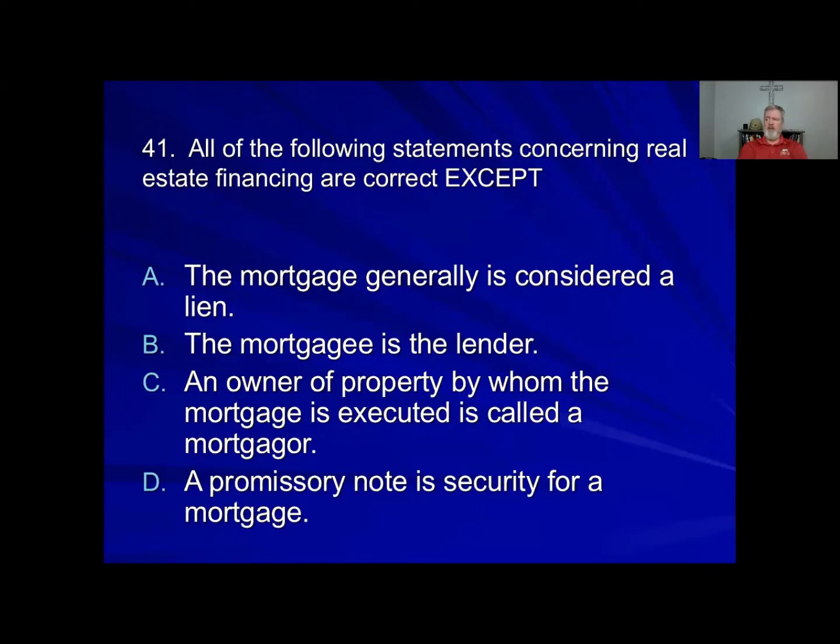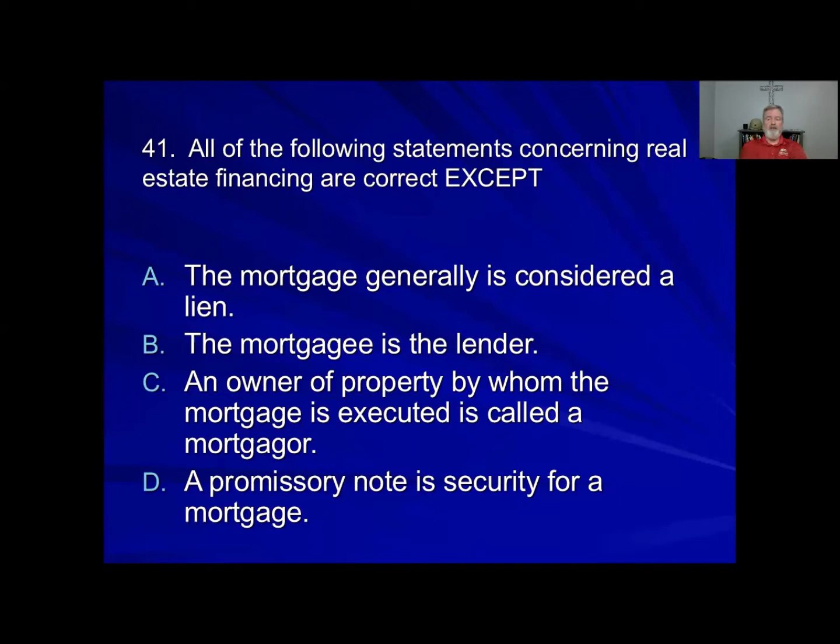All the following statements concerning real estate financing are correct, except. Obviously when you put the except, we're trying to find the statement here that would not be accurate or would not be correct. Well, A says the mortgage generally is considered a lien. Well, that's a true statement. The mortgage is a lien, so that's not the right answer. B, the mortgagee is the lender.